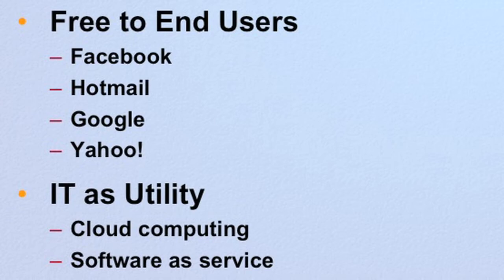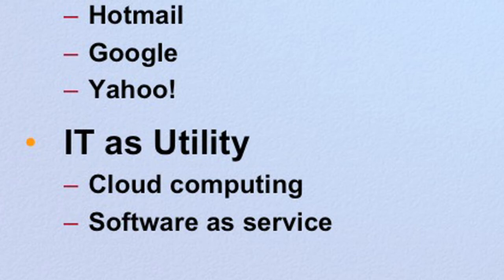So free to the end users. And here are the examples, of course: Hotmail, Google, Yahoo, Facebook, we already talked about that one. The second way is to make IT, or this industry, digital technologies, a utility, like the telephone, cable, and electricity and gas, where you simply buy as you use it monthly, and you can get out anytime. So you convert for the customer in the market what is a fixed cost into a variable cost.